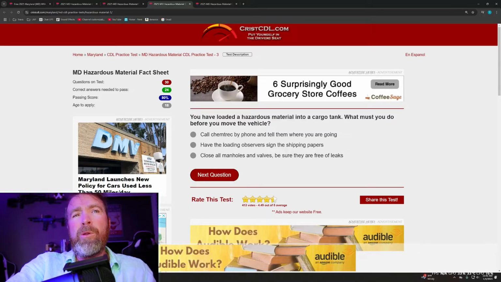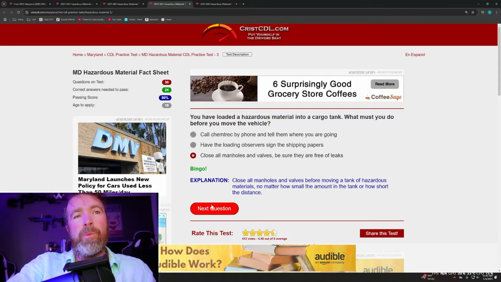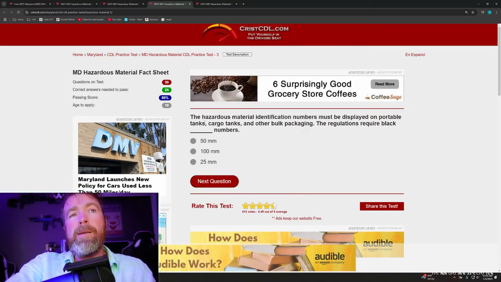You have loaded a hazardous material in a cargo tank. What must you do before you move the vehicle? Close all manholes and valves and be sure you're free of leaks. The hazardous material identification numbers must be displayed on portable tanks, cargo tanks, and other bulk packaging. The regulation requires black 100 millimeter numbers.